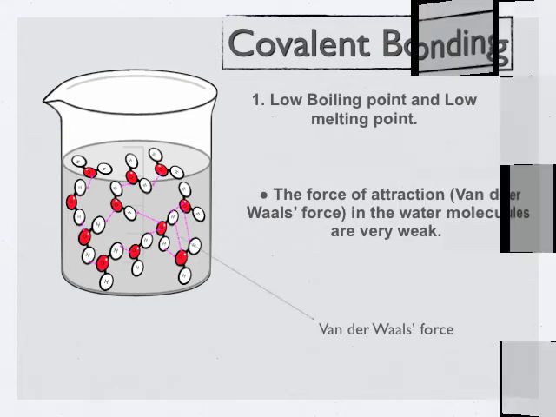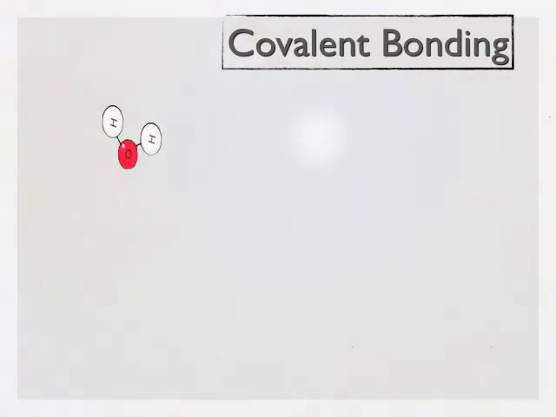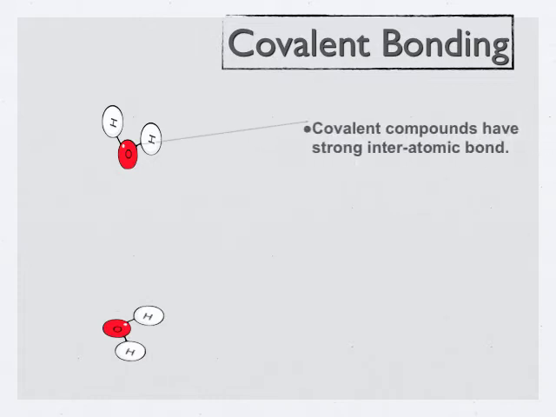Now, the difference between what you saw just now in ionic and covalent is this. In covalent bond, when you are melting or boiling, you're breaking only the intermolecular bond. In ionic bond, you're breaking the interatomic bond. All of them are strong bonds. Whether ionic or covalent, they have strong bonds. But the difference is that in covalent bonding, you're breaking the weak intermolecular bond. That explains why they have very low boiling point and melting point, because the bond between the molecule and the molecule is weak. So very little energy is required to break the bond.